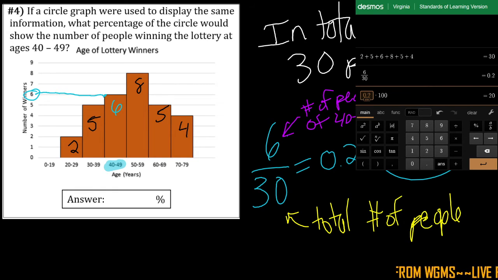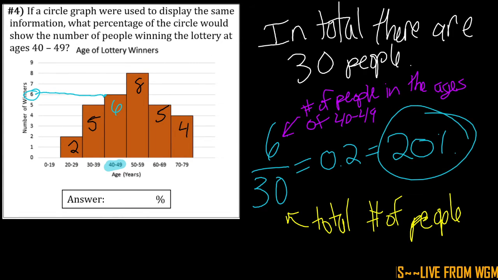All right, so now in number 5, let me actually go back and hide that real quick. So again, make sure you guys can see it. So again, it says in the total, there are 30 people. Again, I got the 6 from the number of people in the ages of 40 to 49. 30 is the total number of people. And then I said 6 over 30 is 0.2, which is the same as 20%.